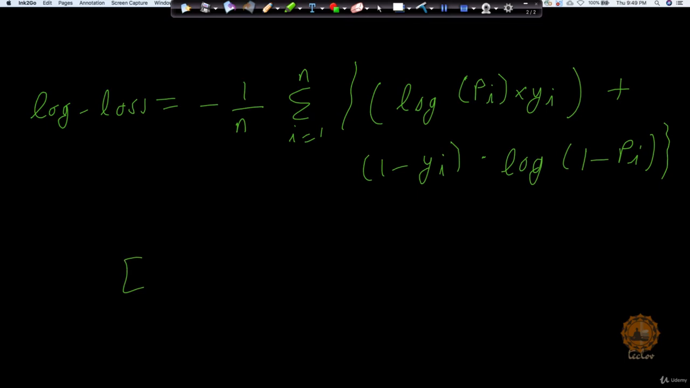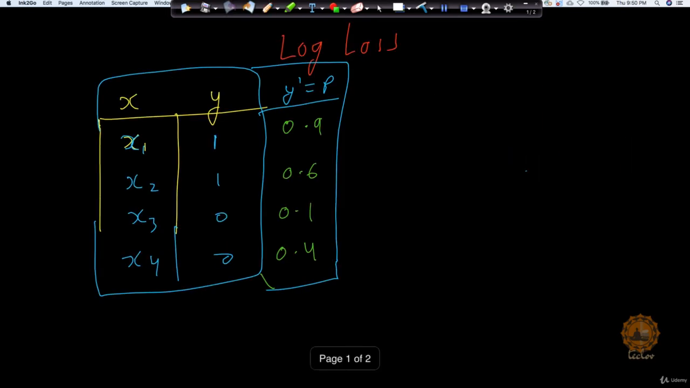So my first value will become what? Minus log of pi. Pi is what? 0.9, right? In the first row, I have the probability of 0.9 into yi. Yi is what? 1. So I got this value. Now, what about this part? 1 minus yi. Since the value is 1, 1 minus 1 will become 0. So this term will become 0 anyway, so it doesn't matter what comes out here. It's always going to be 0. So I got the first term for the first row as minus log of 0.9. I'm going to note it down here. This is for the first row.